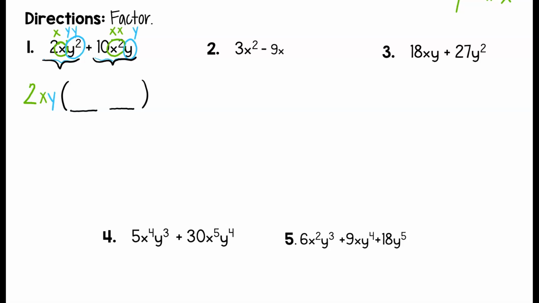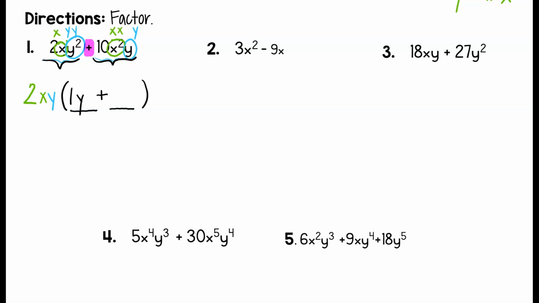Now the way we do this is we divide each term by that GCF. So when you divide 2 by 2, you get 1. When you divide an x by an x, there are no more x's left. And when you divide y squared by y, you are left with just a y. Now, the operation between these two terms is an addition symbol, so therefore there's going to be an addition symbol between the two terms inside the parentheses.